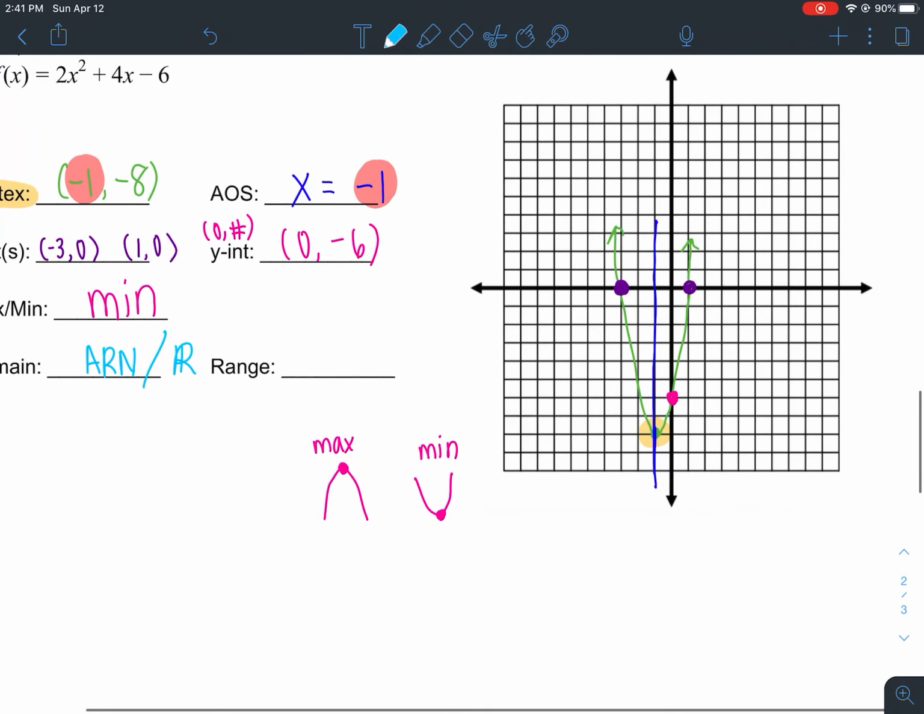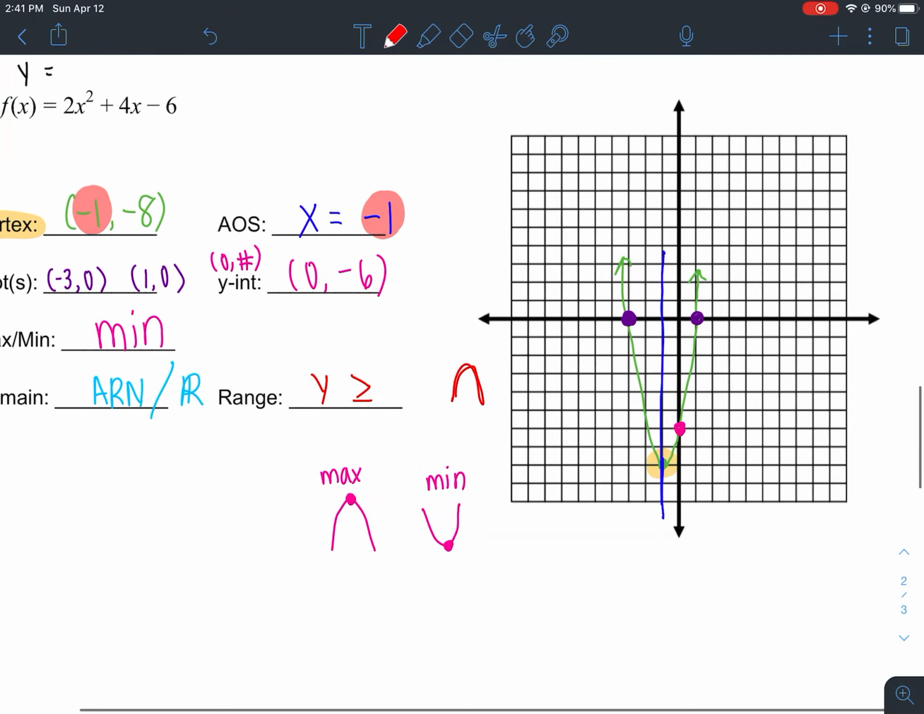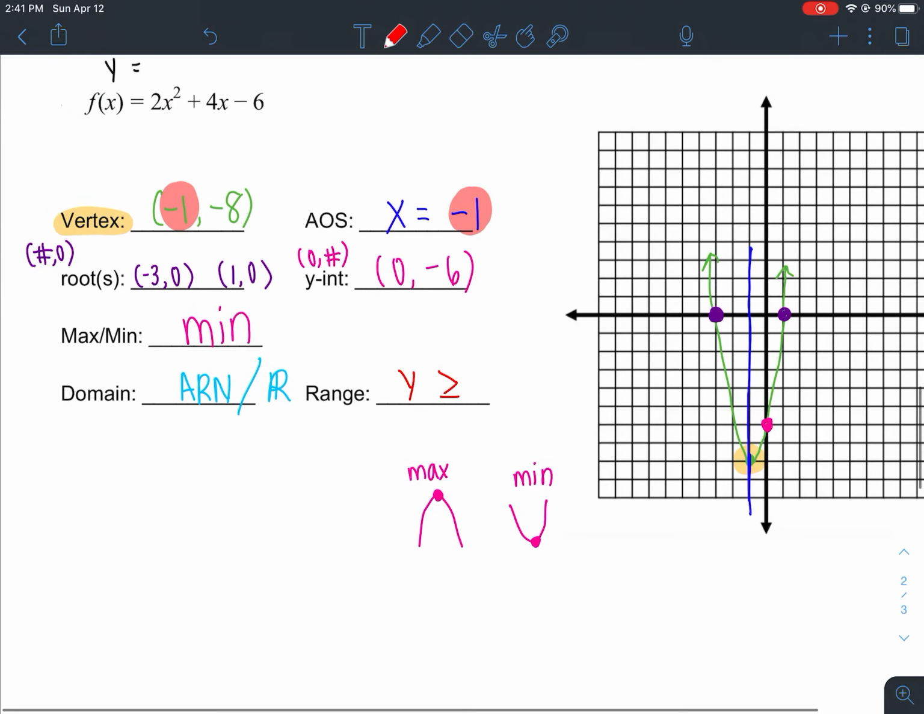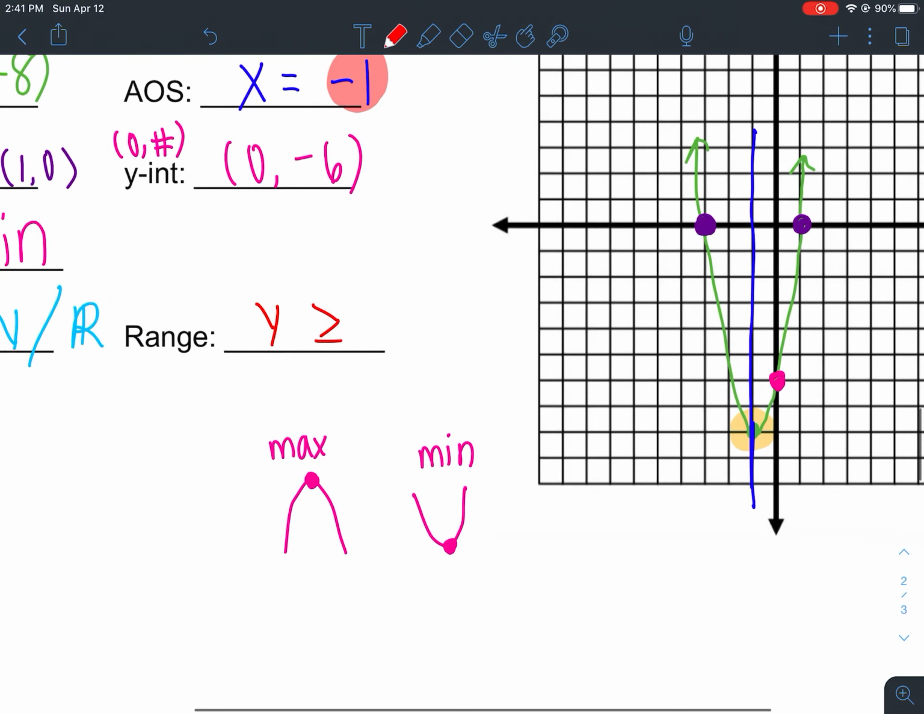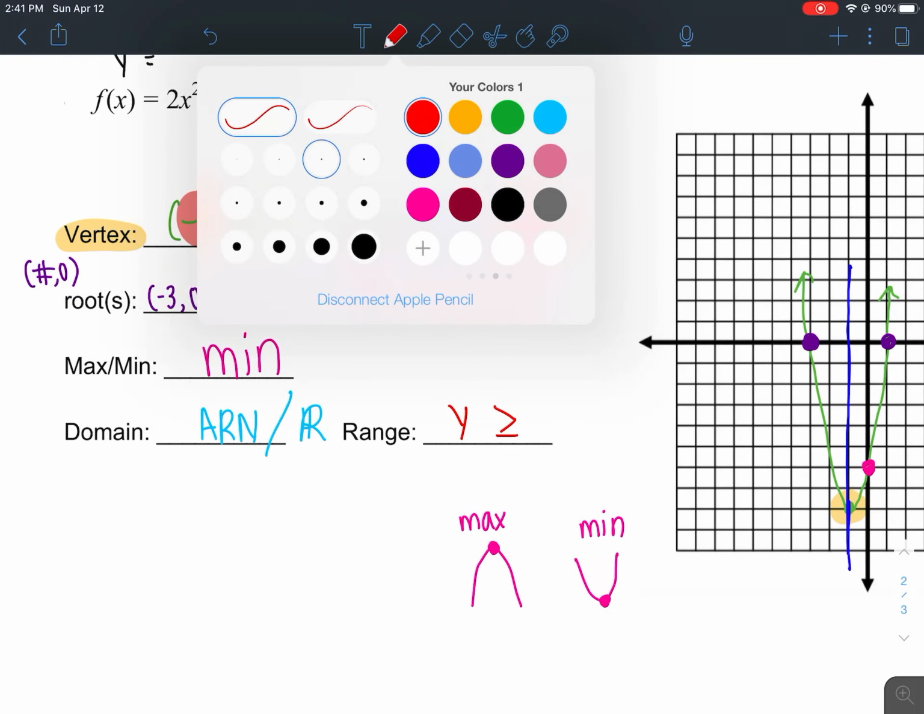And then lastly, we have the range. Now remember, range has to do with our y values. With quadratics, they're restricted. So we have a y, and then it's either going to be greater than or equal to or less than or equal to. Well, because this quadratic faces up, it's going to be greater than or equal to. If the quadratic faces down, like this, that would be less than or equal to. So greater than or equal to is when it's facing up. And then it's whatever the y value is for your vertex, because that's the lowest point.